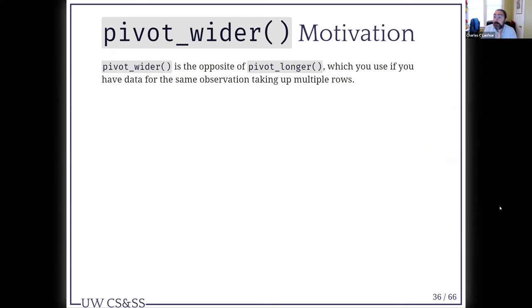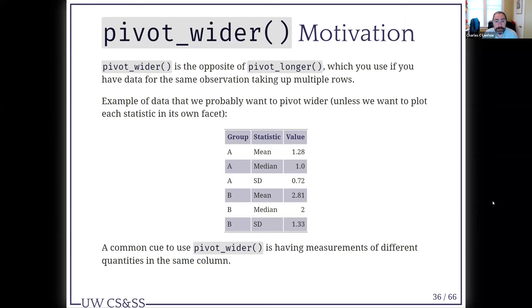So that's pivot longer. Let's talk for a second about pivot wider. I don't do a ton of pivot wider except when I'm prepping data for structural equations, but maybe it's something you'll want to use. So pivot wider is the opposite of pivot longer. You use pivot wider when you have data for some observation taking up multiple rows and you want it to be in a single row. Here's an example of something like that.